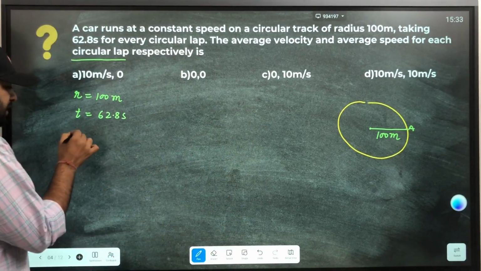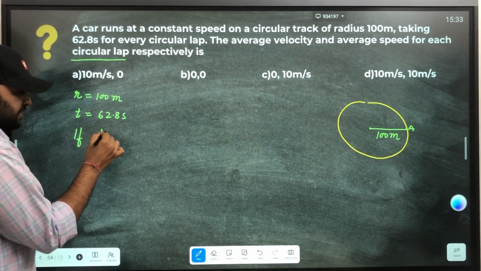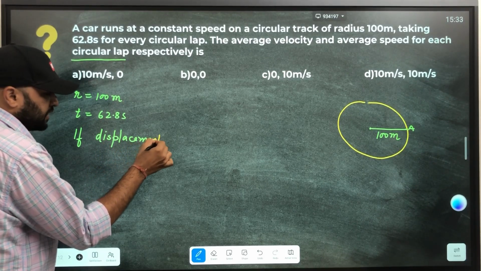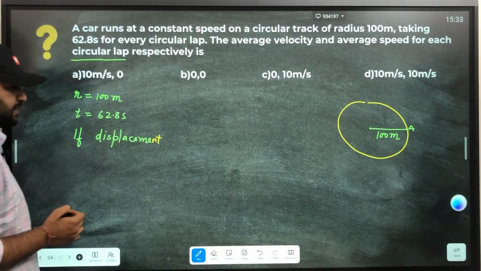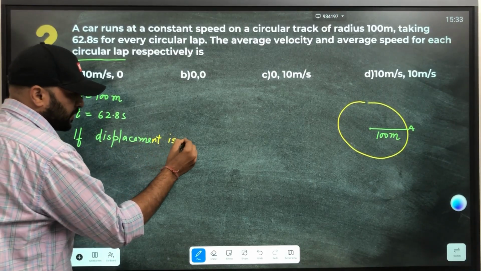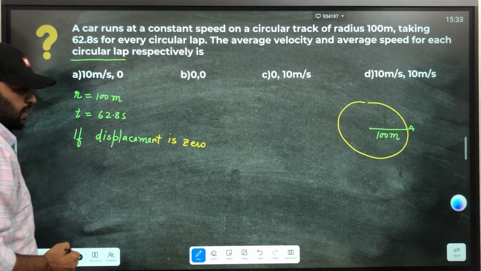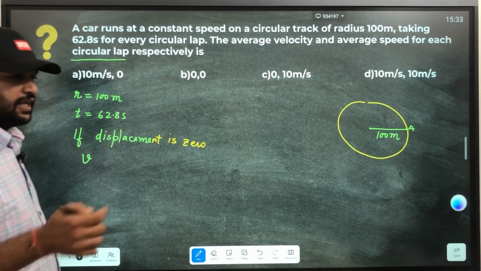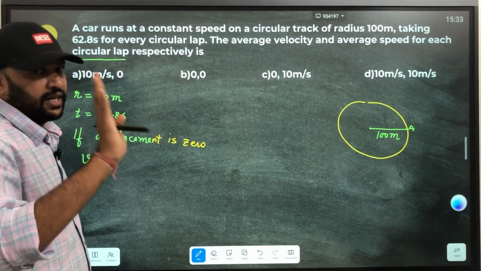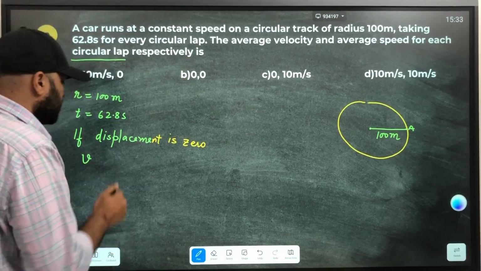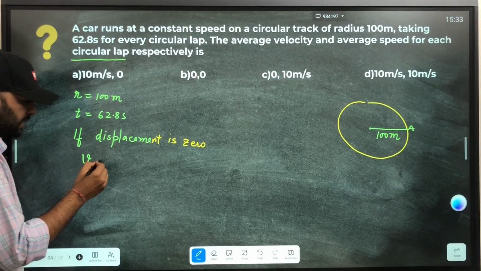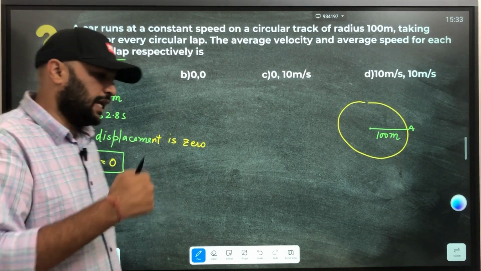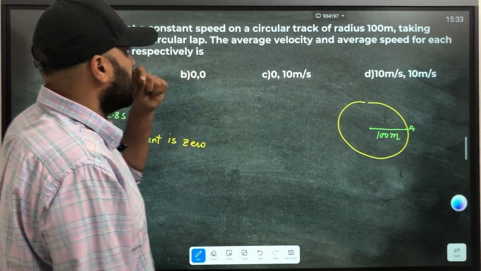Let me repeat again, if the initial position and final position are the same, the displacement is 0. And if displacement is 0, what will be its velocity? Average velocity in one complete circular lap. Be very careful, we are talking about one single lap. So the average velocity will be 0, right? This is 0 for each lap. Clear? Now they are asking for the average speed.